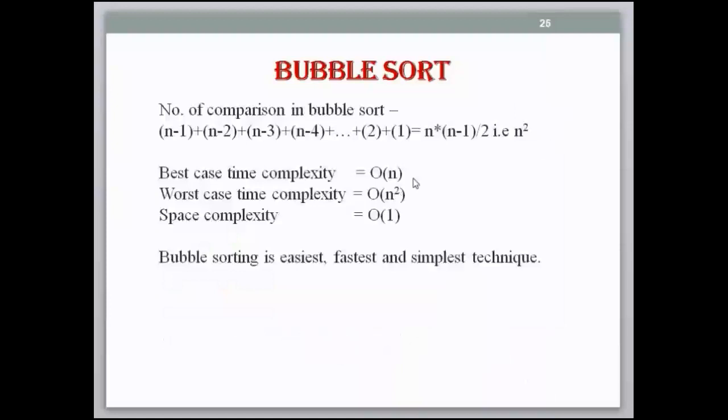Best case time complexity is O(n), worst case time complexity is O(n square), space complexity is O(1). Bubble sorting is the easiest, fastest and simplest technique.